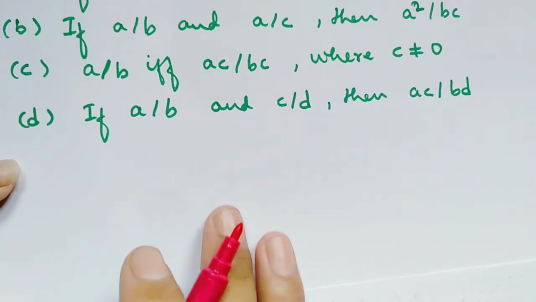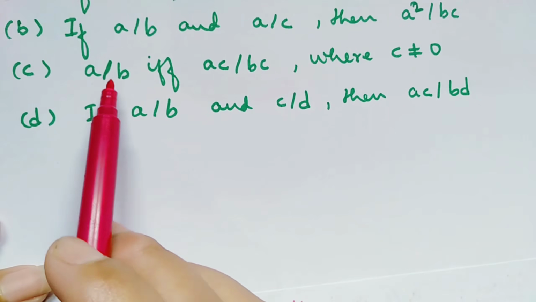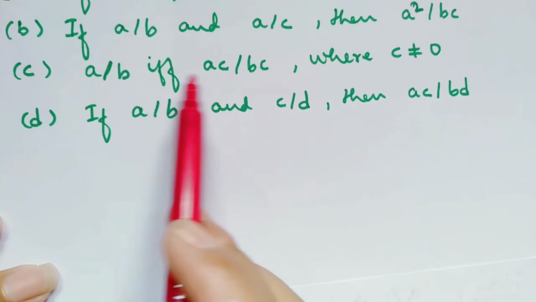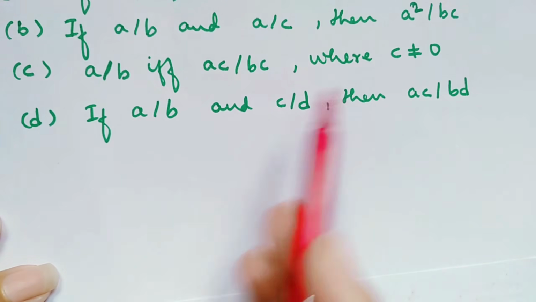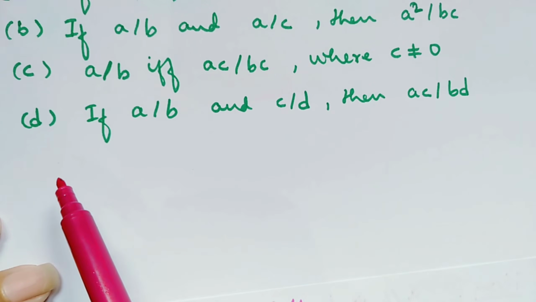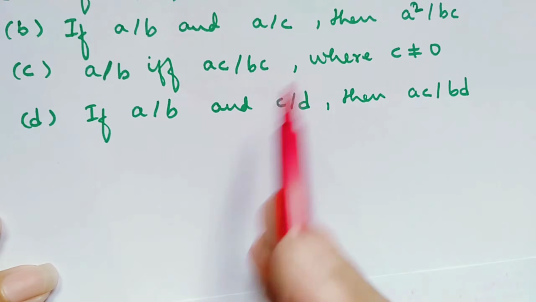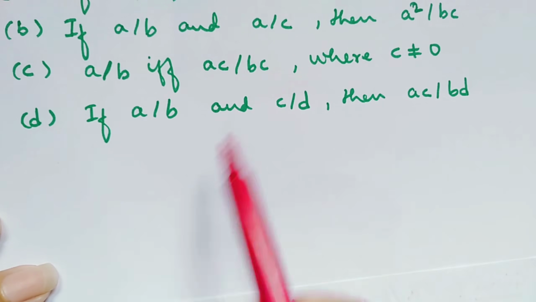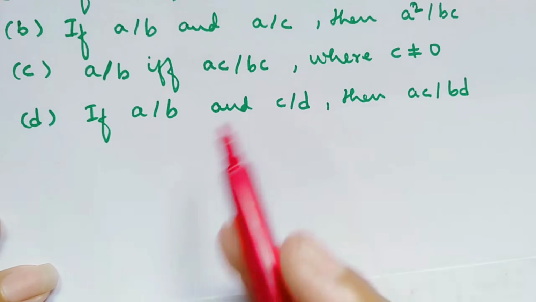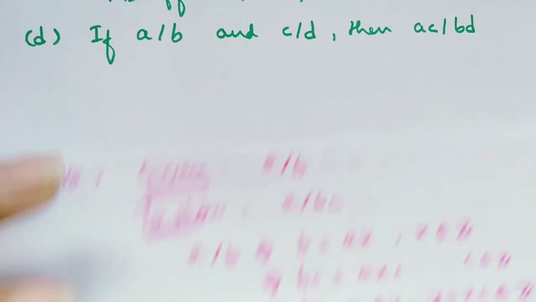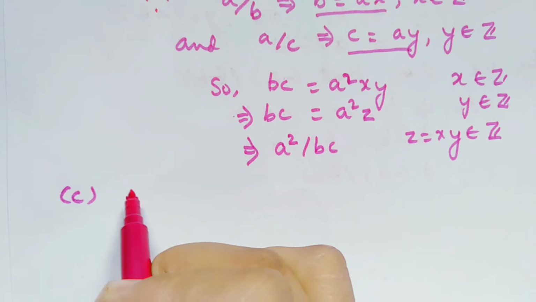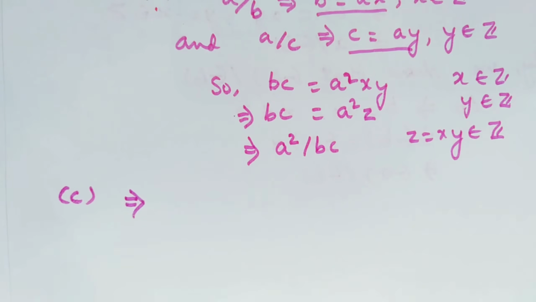Now let's do number c. Number c says that here we have to prove both ways: A divides B if and only if AC divides BC, where C is not equal to 0. That means first we assume that A divides B, and we shall prove that AC divides BC. Conversely, we assume that AC divides BC, and we prove that A divides B. Let's do that.